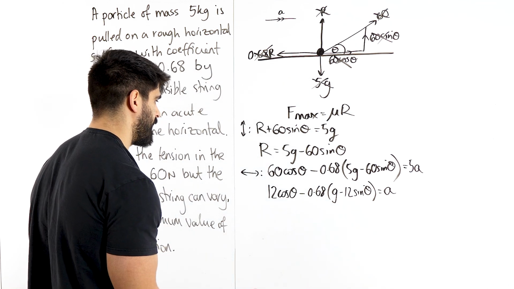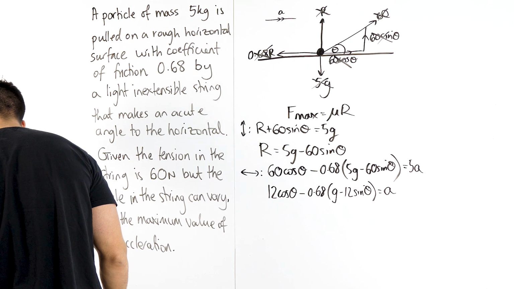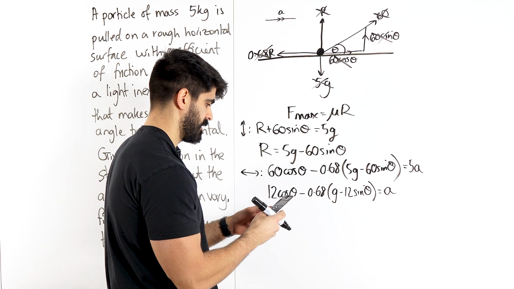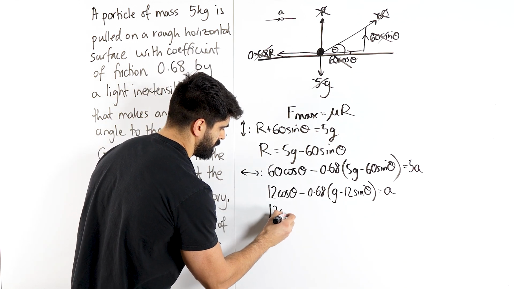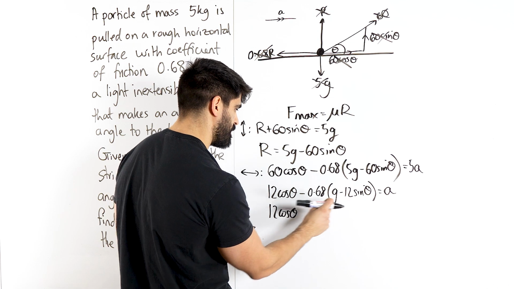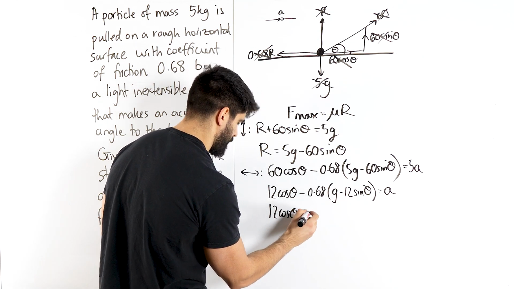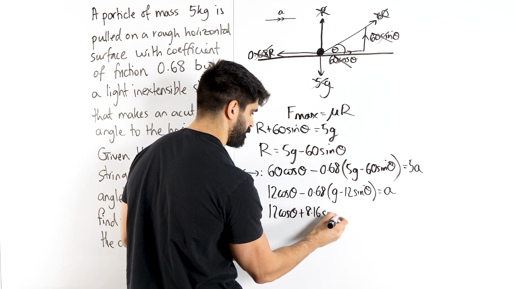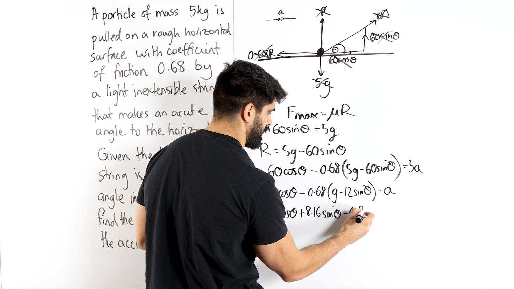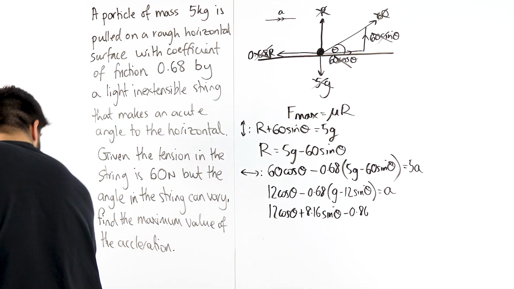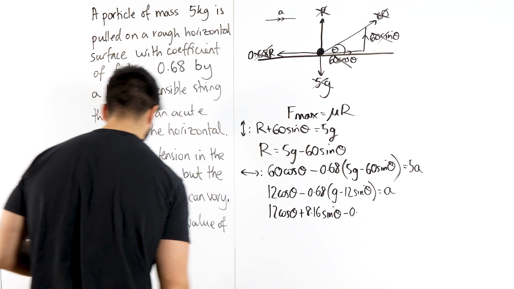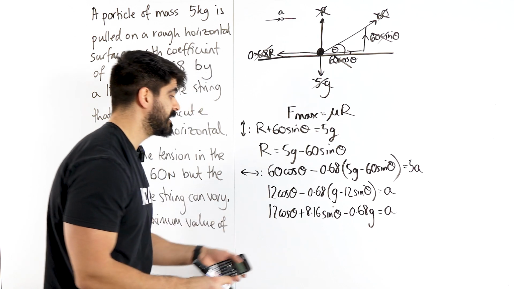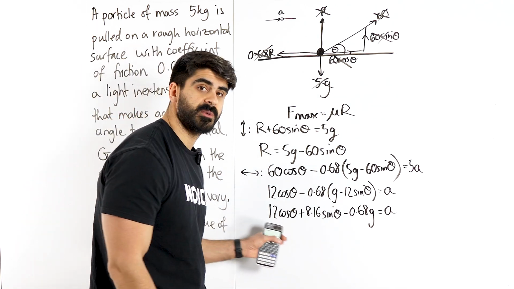So we're going to have to expand that and collect the like terms here, right? So 0.68 times 12, I get 8.16. So I have 12 cos theta, and this actually becomes plus 8.16 sine theta minus 0.68 g is A. Now somehow we need to maximize this, so we need to find the maximum value of this.